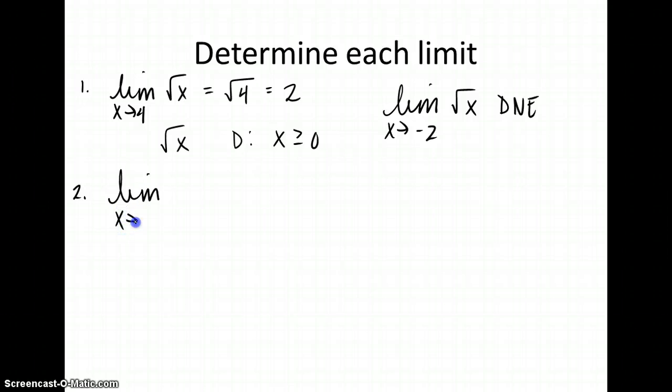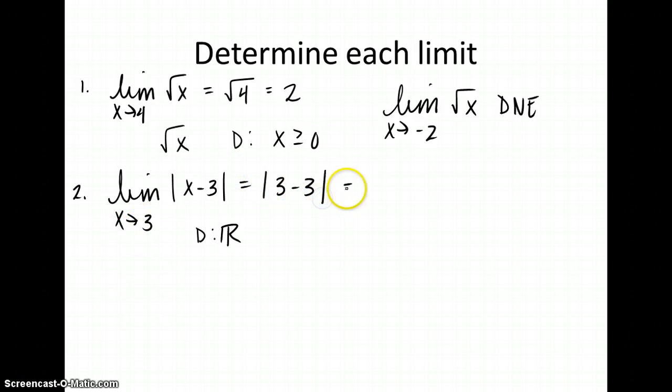Limit as x approaches 3 of the absolute value of x minus 3. The domain of the absolute value function is all real numbers, so I'll be able just to plug 3 into the function, and the limit is therefore 0.